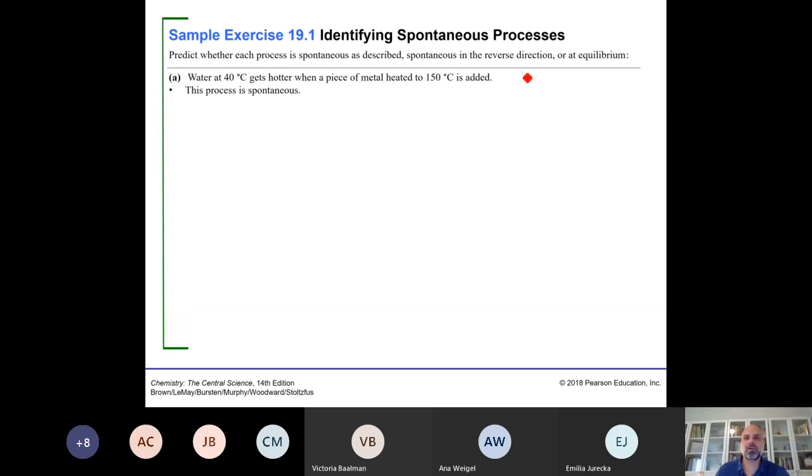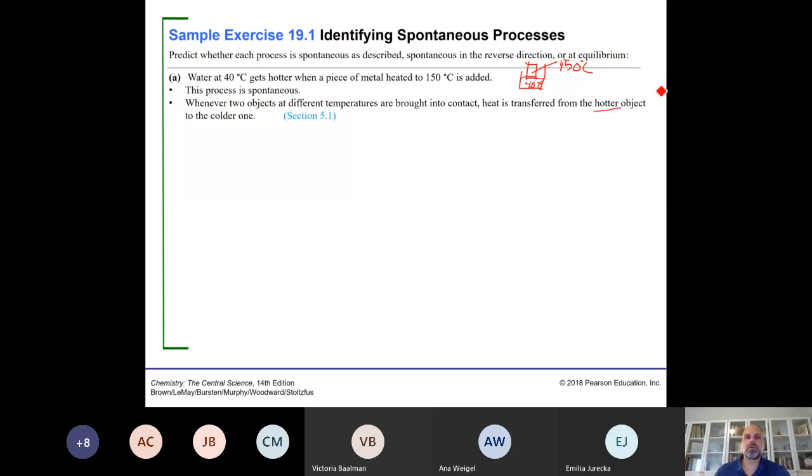You have your flask, and you have your water sitting here at 40 degrees Celsius, and you place a metal rod into the flask. That metal rod is at 150 degrees Celsius. That metal rod is going to transfer its heat to the water, and you're going to have a spontaneous warming of the water occurring. So basically, whenever two objects at different temperatures are brought into contact, heat is transferred from the hotter object to the colder one. This makes sense to all of us.